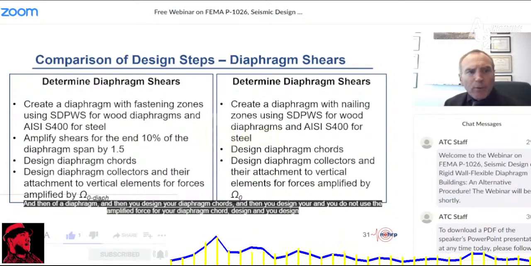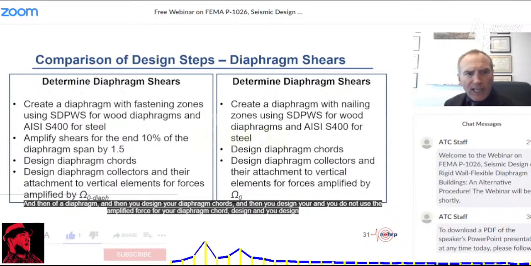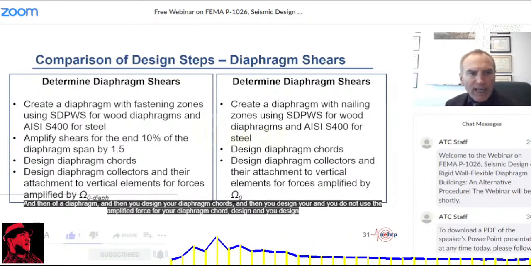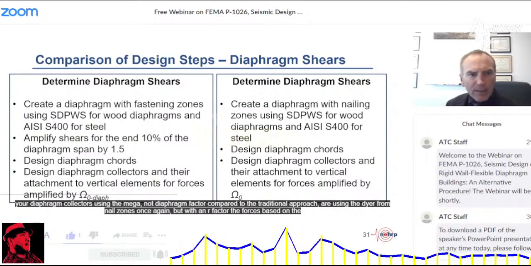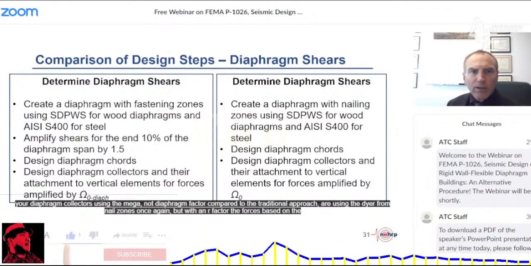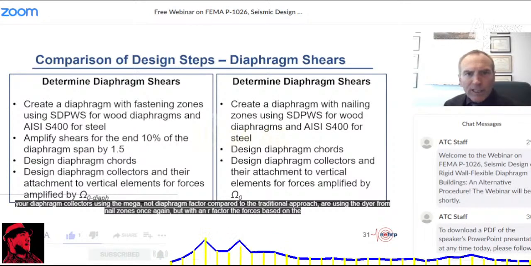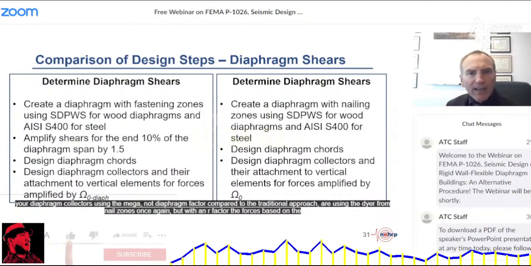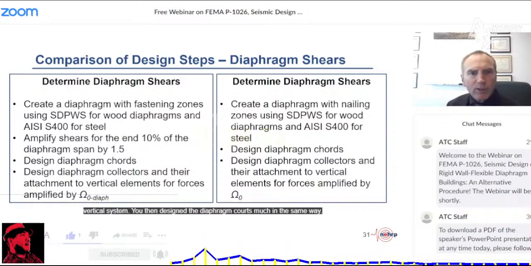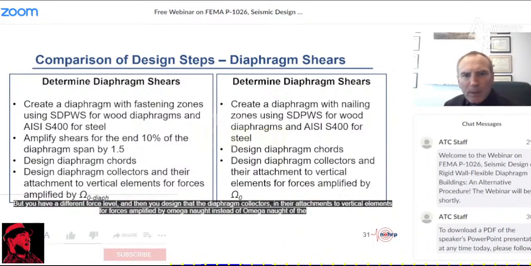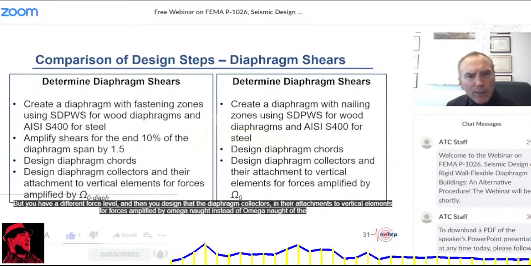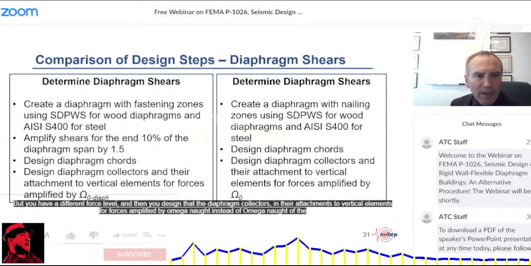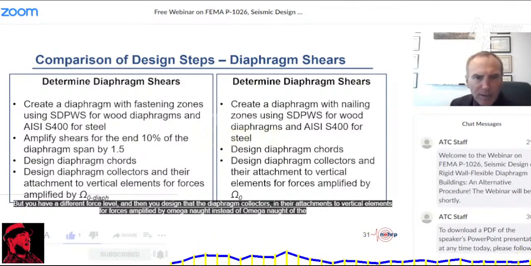And then you design your diaphragm chords, and you do not use the amplified force for your diaphragm chord design, and you design your diaphragm collectors using the omega naught diaphragm factor. Compared to the traditional approach, you're using the diaphragm nail zones, once again, but with an R factor, the forces based on the vertical system. You then design the diaphragm chords much in the same way, but you have a different force level. And then you design the diaphragm collectors and their attachments to vertical elements for forces amplified by omega naught instead of omega naught of the diaphragm.